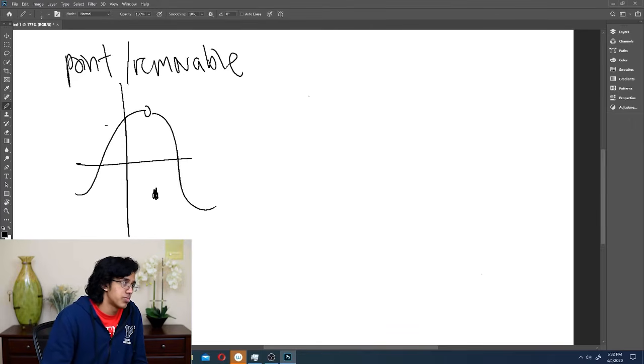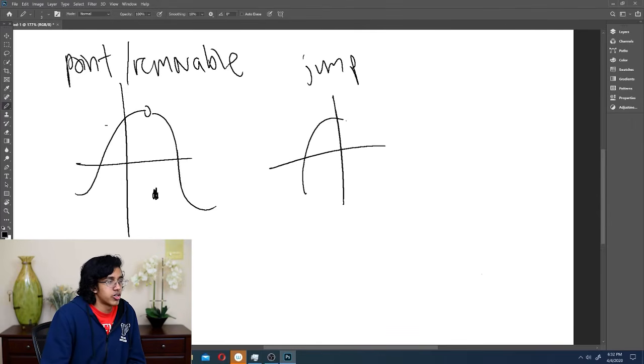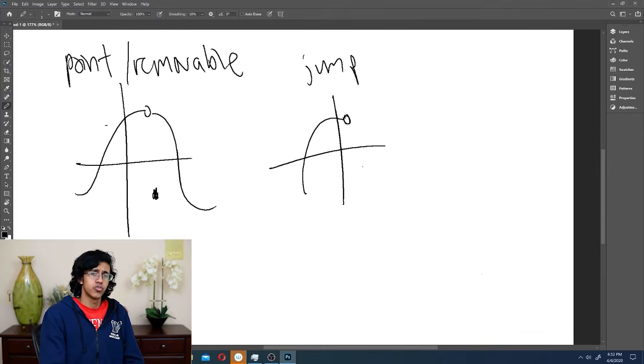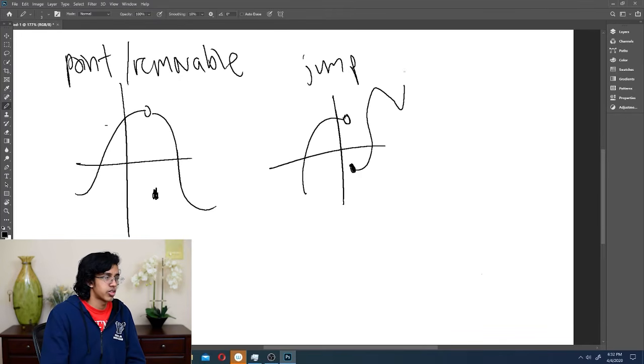Then, of course, there's a jump discontinuity. And that kind of looks like this, right? You got this over here. However, it doesn't continue from there. It starts at some completely random point and then it goes like that.